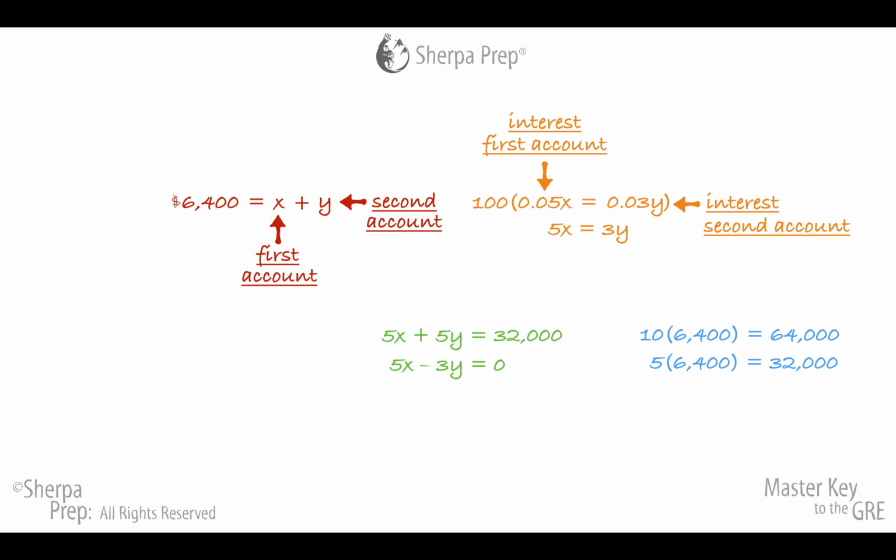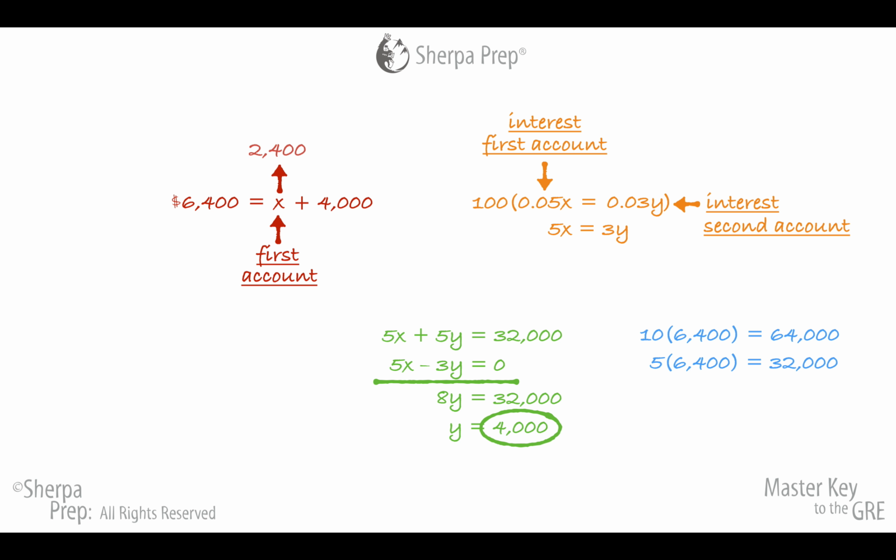Now that the dirty work's been done, let's go ahead and do the subtraction. 5x minus 5x is 0. 5y minus negative 3y, of course, is 8y. And 32,000 minus 0 is 32,000. In other words, we know 8y equals 32,000, which of course means y equals 4,000. So if y equals 4,000, we can plug that information back into our original equation, and that shows us that x is going to equal 2,400.